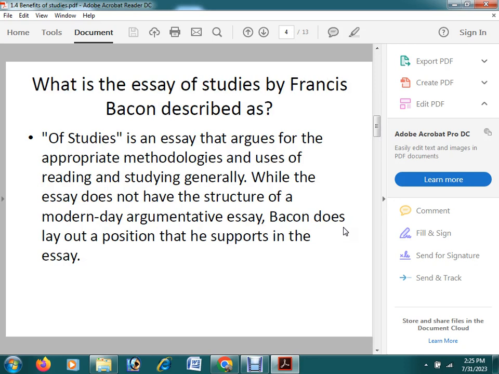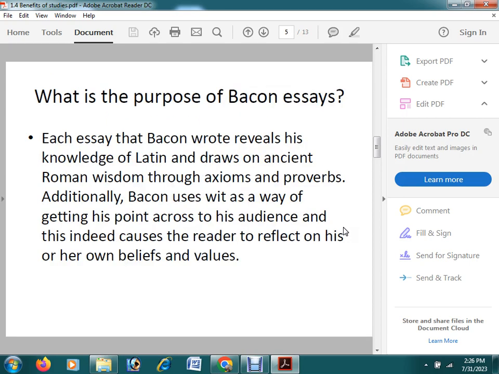What is the essay Of Studies by Francis Bacon described as? Of Studies is an essay that argues for appropriate methodologies, that means in which way you are supposed to read, and the uses of reading and studying generally. While the essay doesn't have the structure of a modern-day argumentative essay, and Bacon doesn't lay out a position that he supports, he has said in which way you are supposed to read. So this essay describes what to read and how to read, and how to read is the methodology.